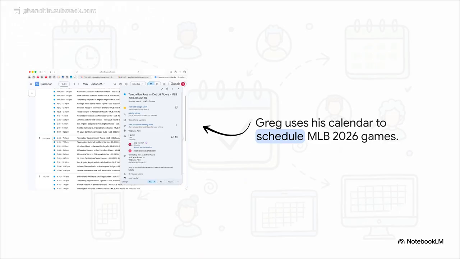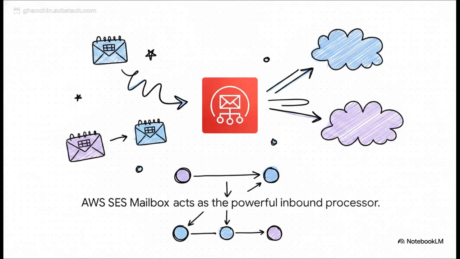He adds a very specific creation email address, like create@calendarsnack.com, as a guest on the invite. This magic email address acts as an automated gateway for all of his event data. The second Greg hits save, his standard calendar invite is immediately routed straight into an AWS Simple Email Service, or SES, mailbox. This is the critical first checkpoint.